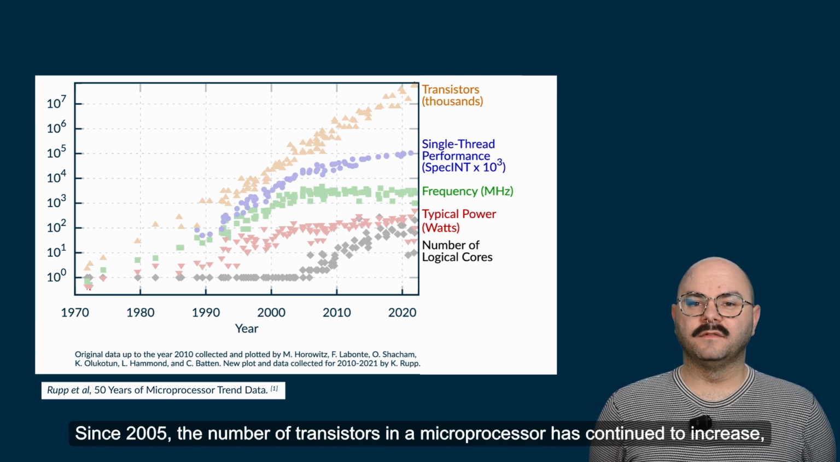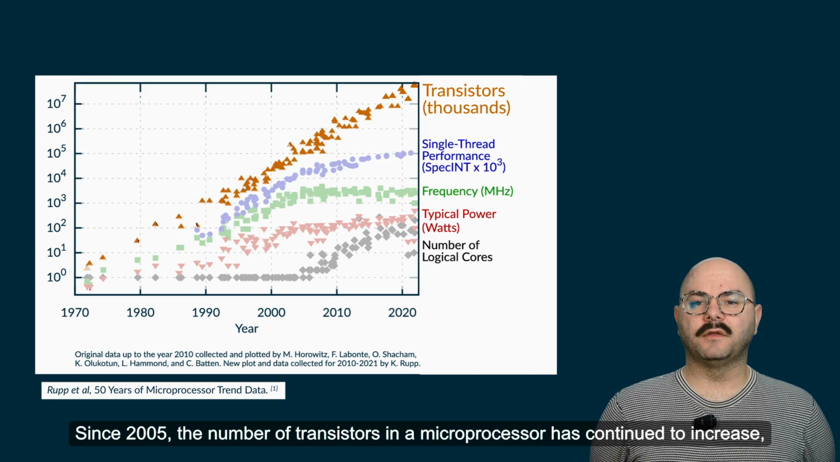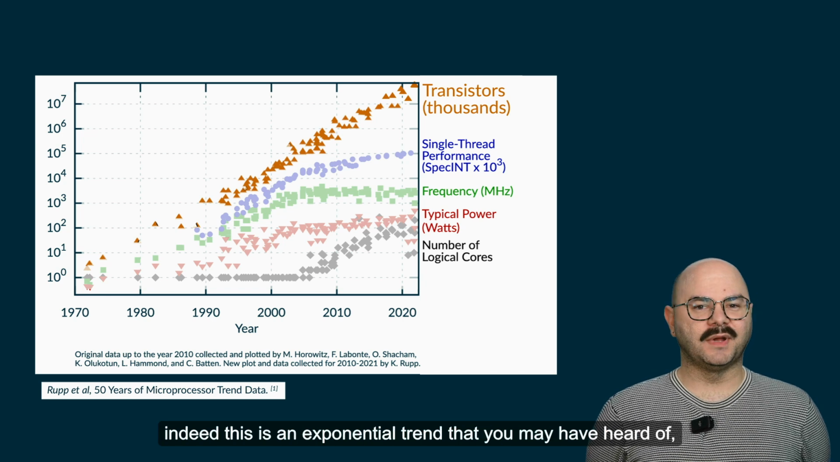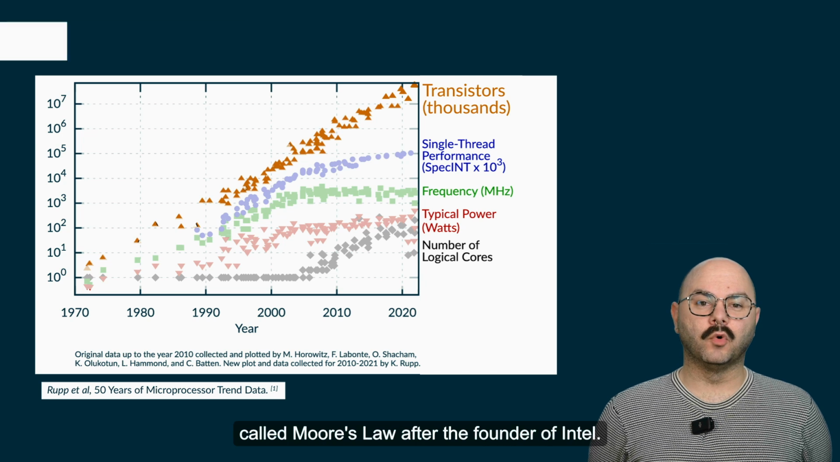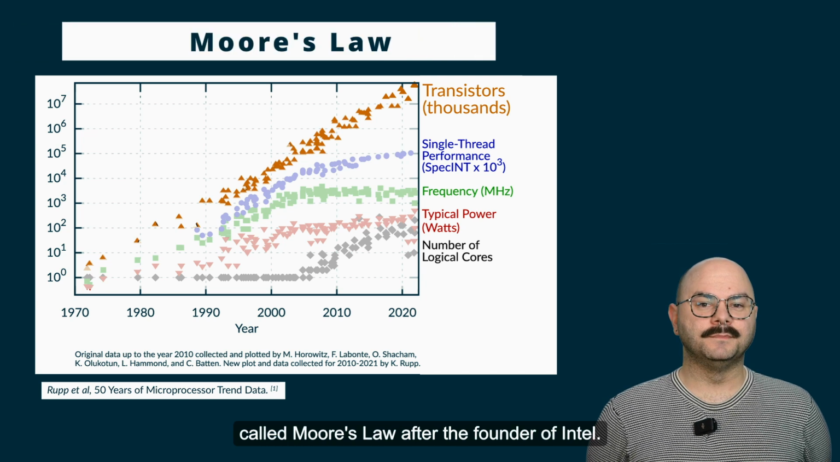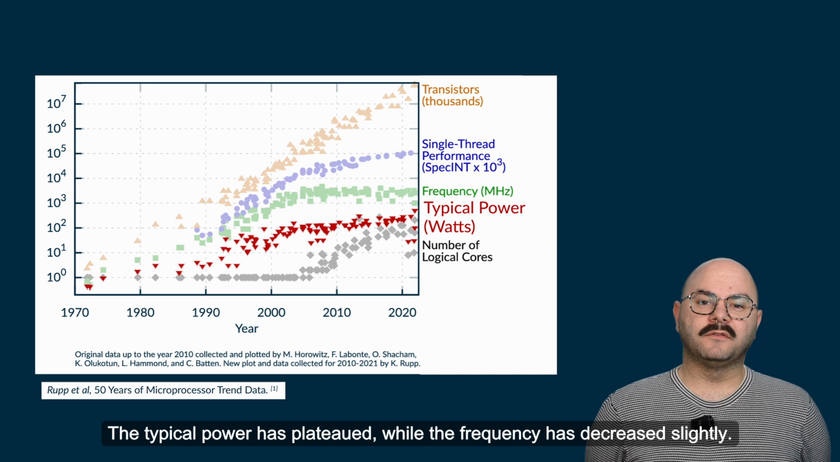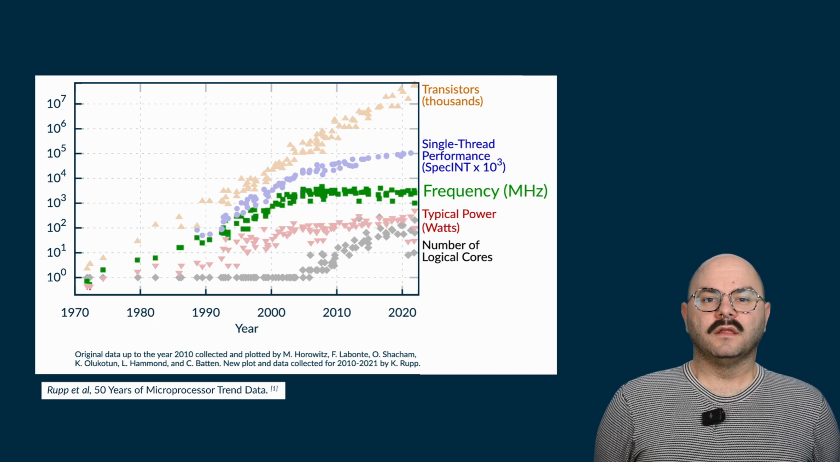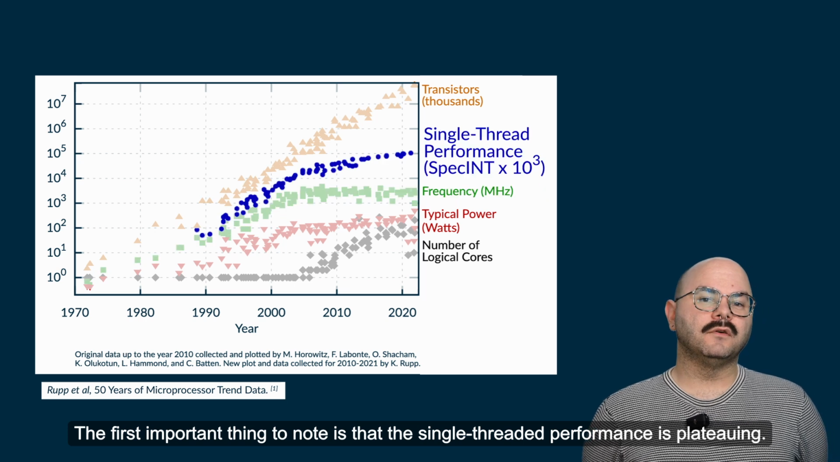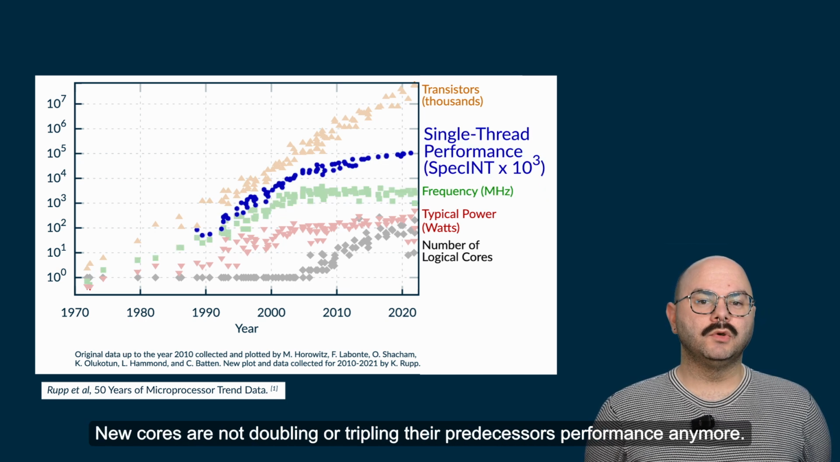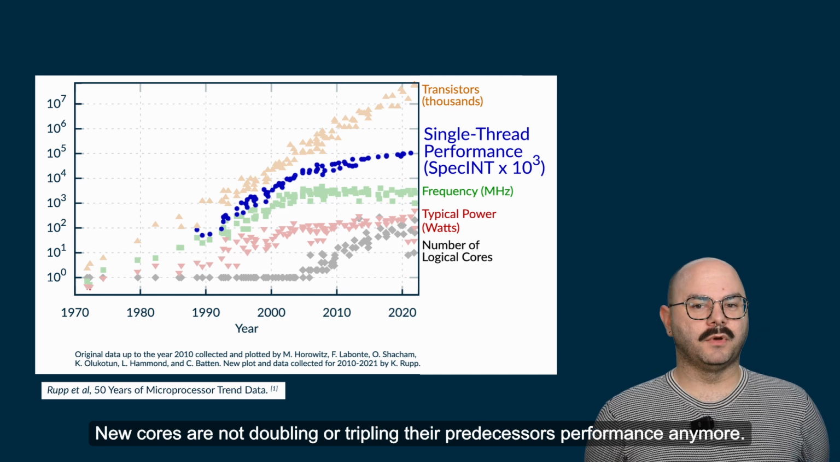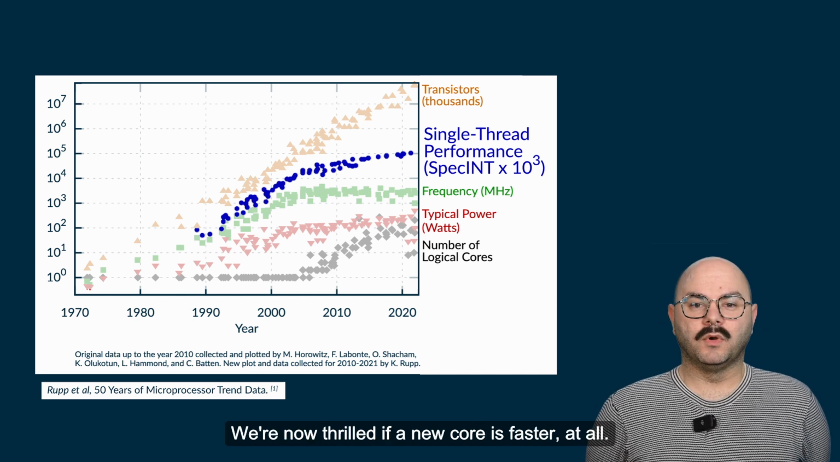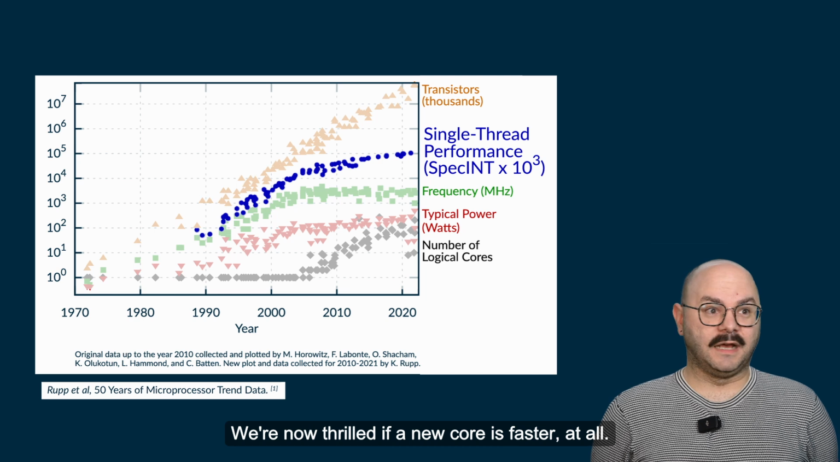Since 2005, the number of transistors in a microprocessor has continued to increase. Indeed, this is an exponential trend that you may have heard of, called Moore's Law, after the founder of Intel. The typical power has plateaued, while the frequency has decreased slightly. The first important thing to note is that the single-threaded performance is plateauing. New cores are not doubling or tripling their predecessor's performance anymore. We're now thrilled if a new core is faster at all.